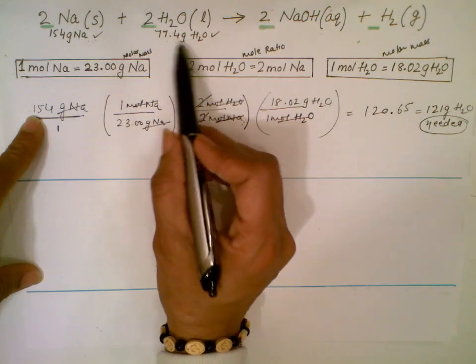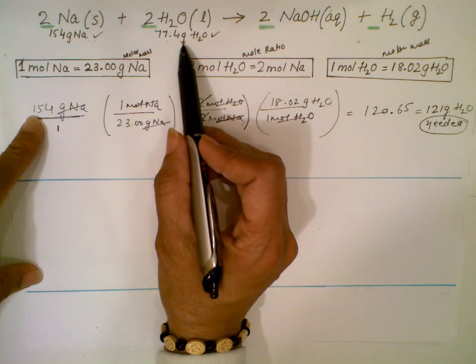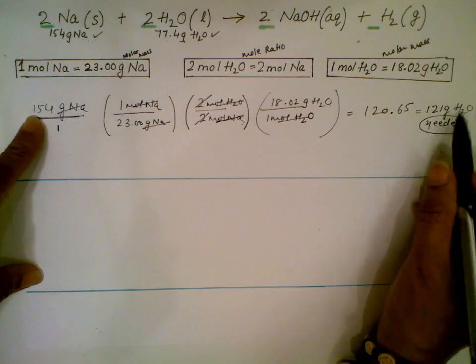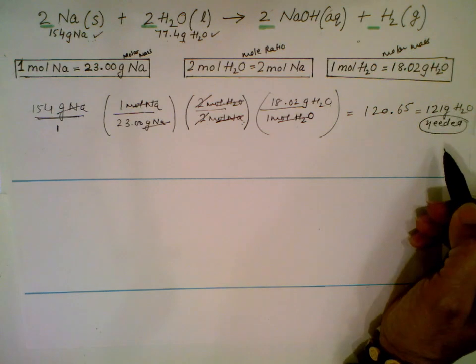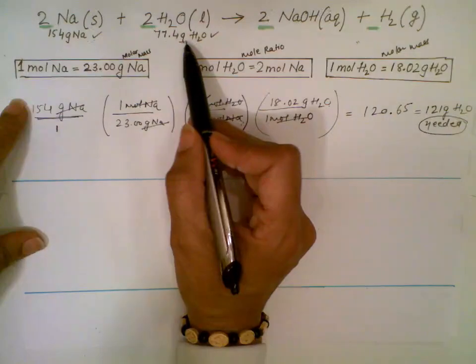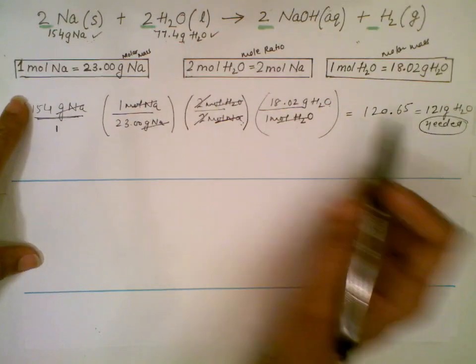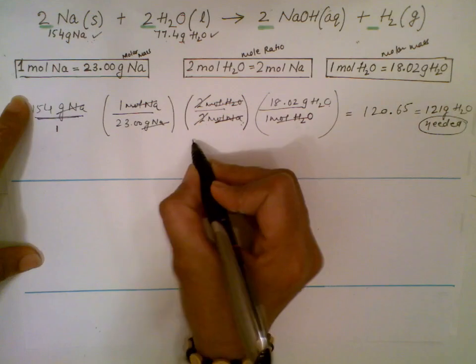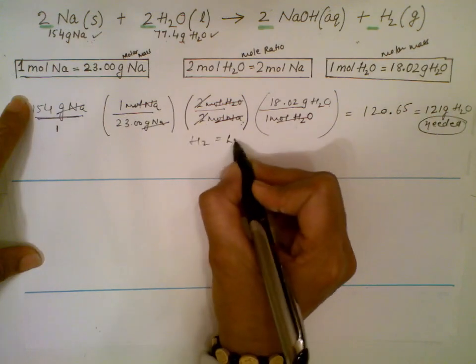So we are given 77.4. That's the available mass of water. But how much do we need? We need 121 grams. So this is not enough. So the available amount is less than the amount of water which is needed. So water will be our limiting reactant.